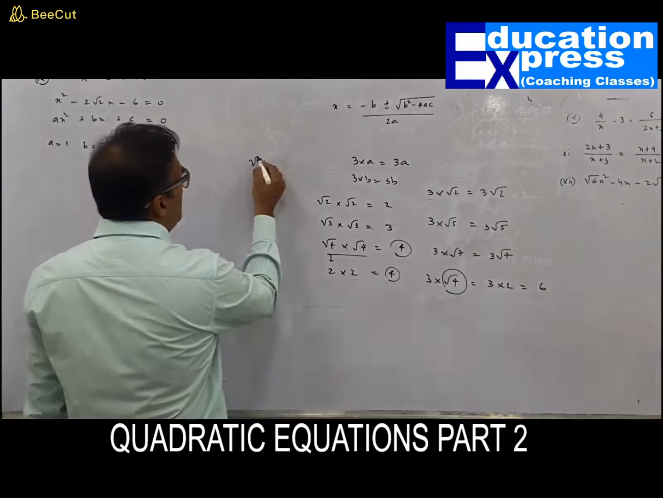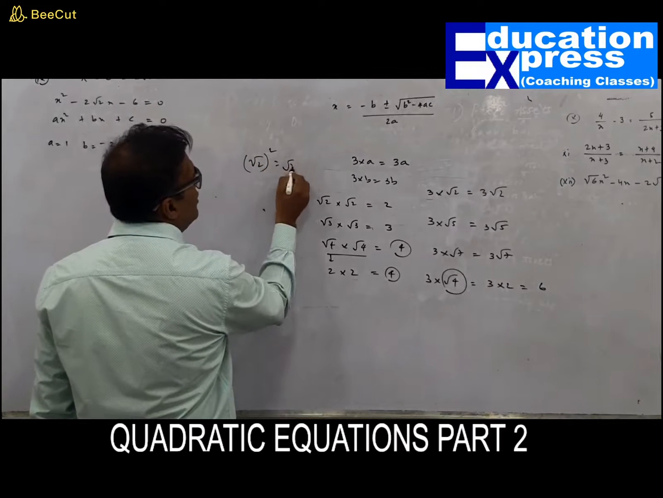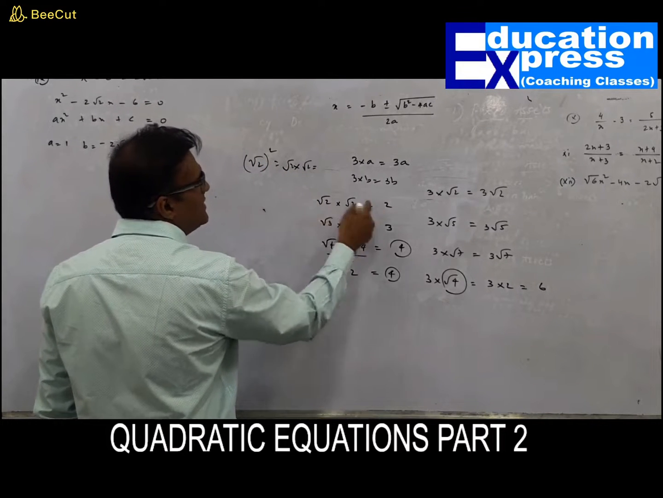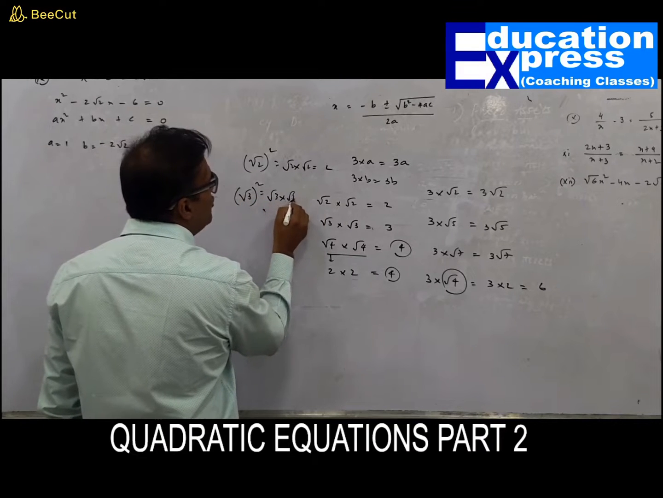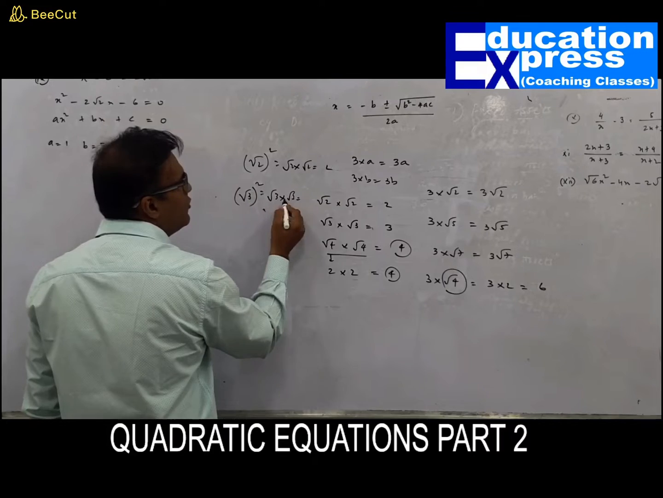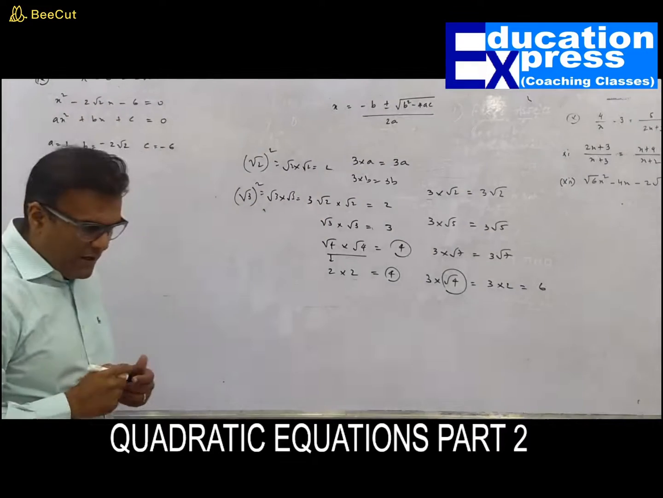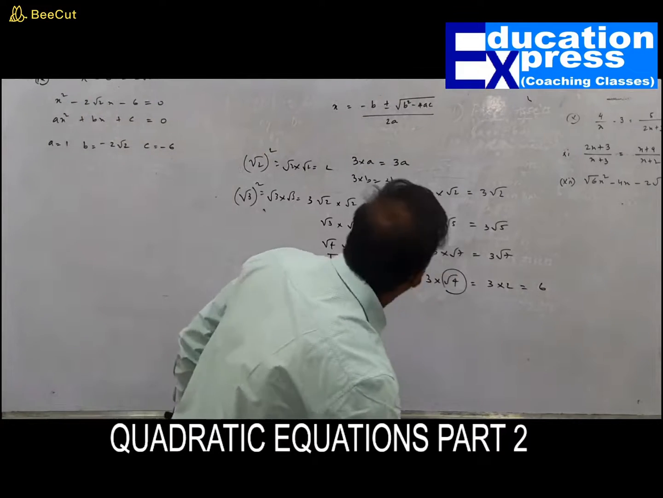More importantly, root 2 square is nothing but root 2 into root 2, which means 2. Root 3 square is nothing but root 3 into root 3. So you can directly write the value of root 3 into root 3 as 3. This is what exactly we are going to follow.